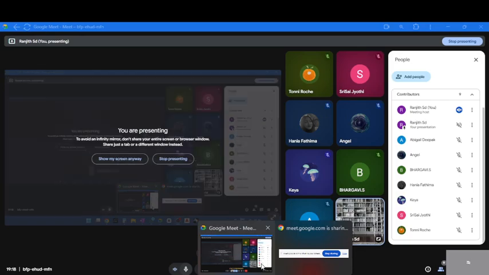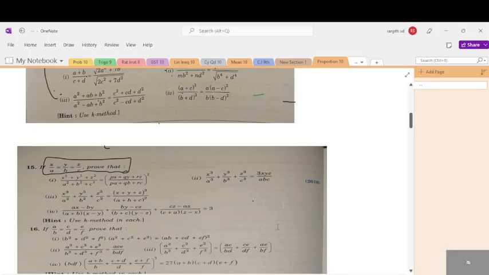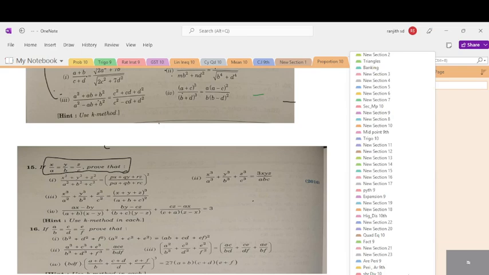Can you see the screen, all of you? Is it being shared? Which chapter is that? Share.